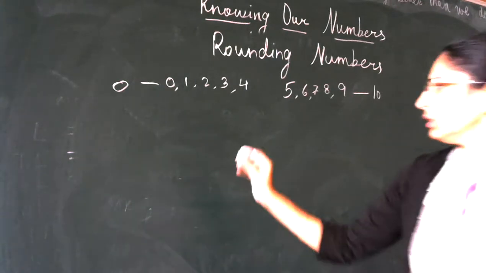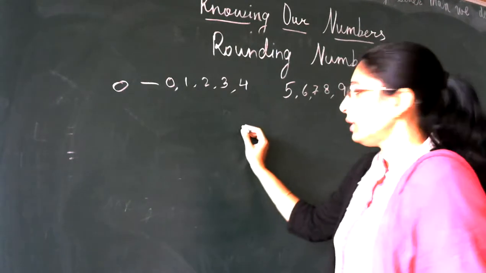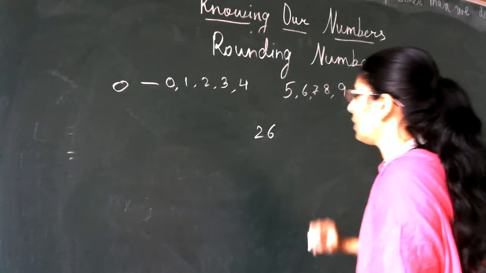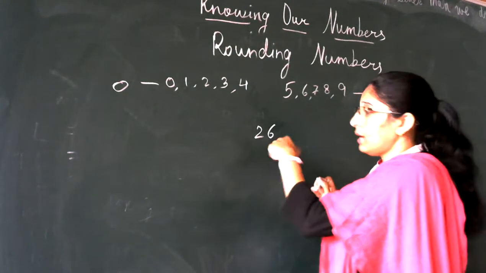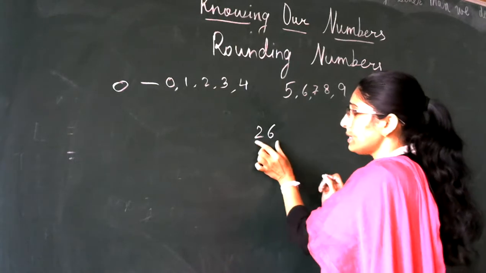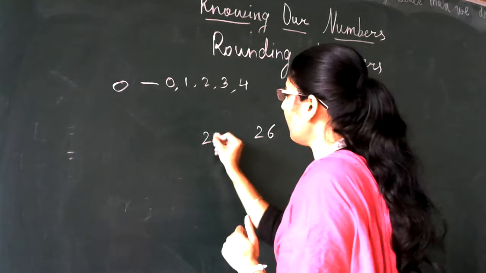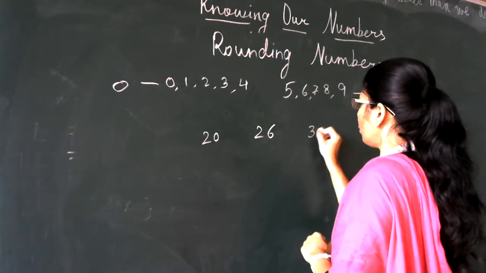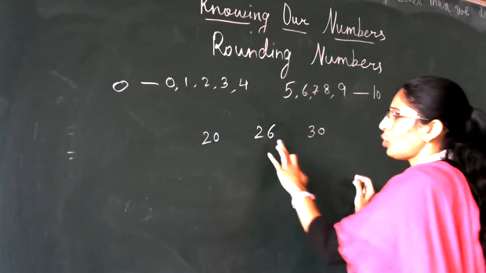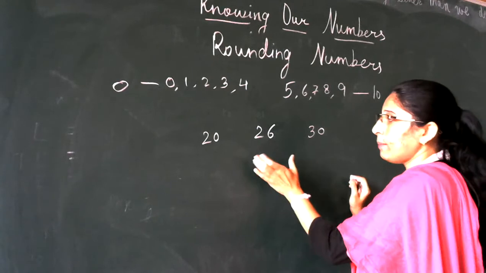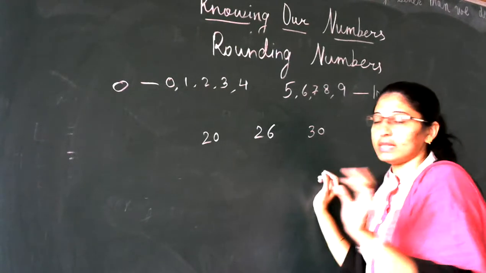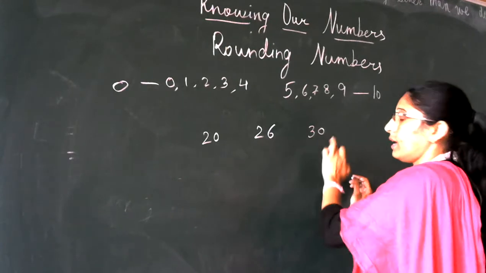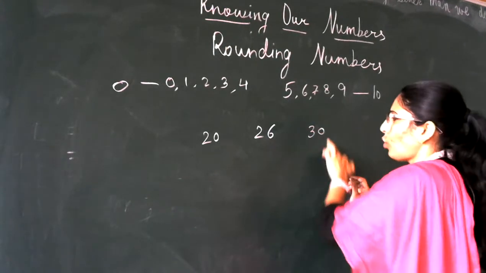Now if we have to round off to 10, take 26. By seeing, we can tell 26 is nearer to 20 or nearer to 30. Here one method is direct: small numbers we can see directly. 26, by seeing only we can tell it is nearer to 30. So it is rounded off to 30.